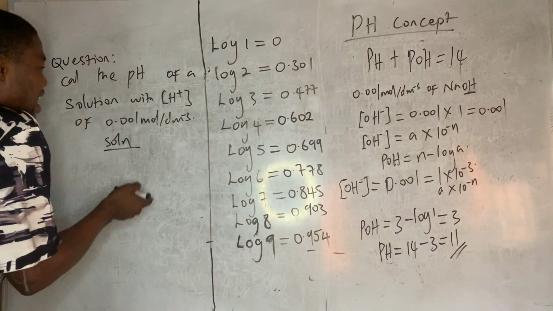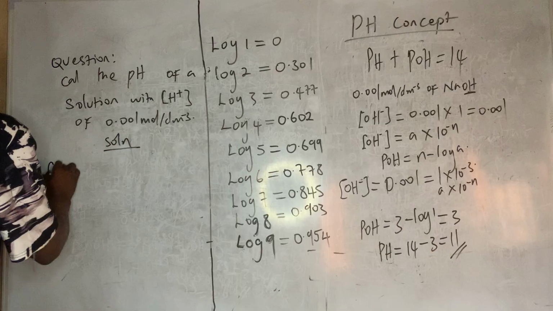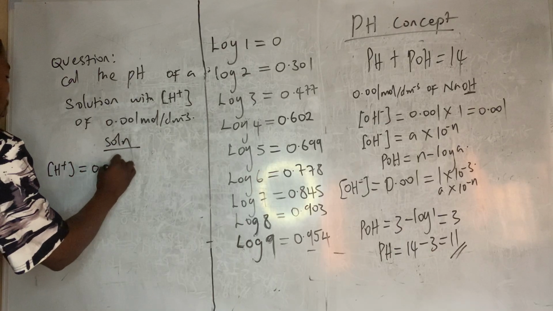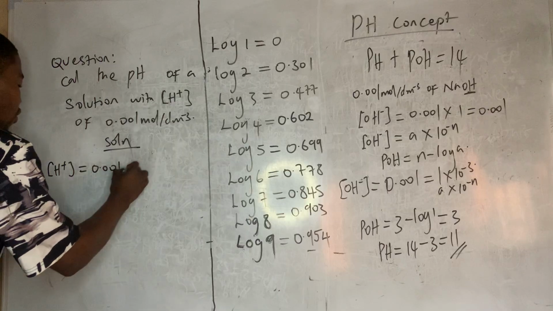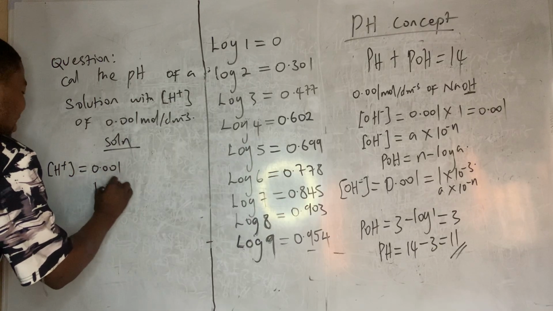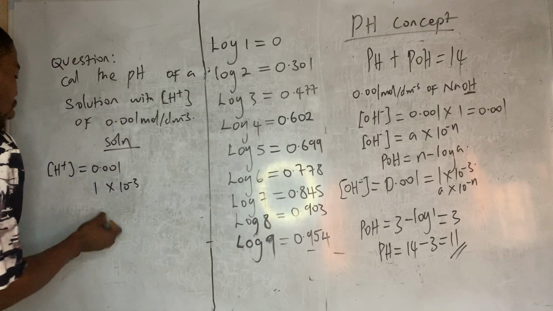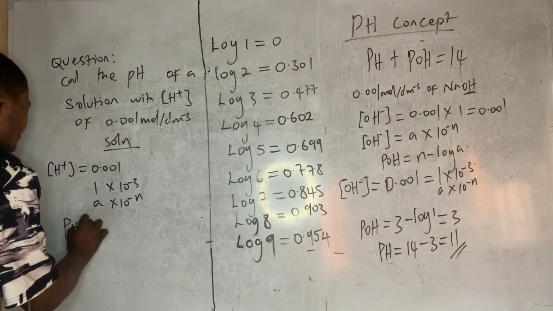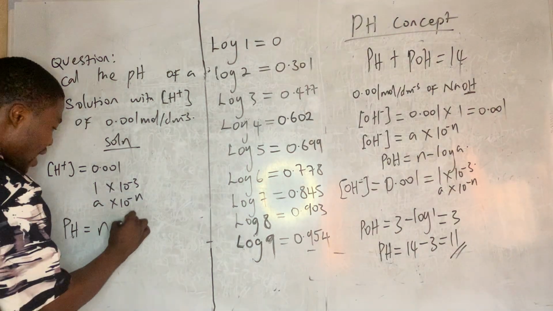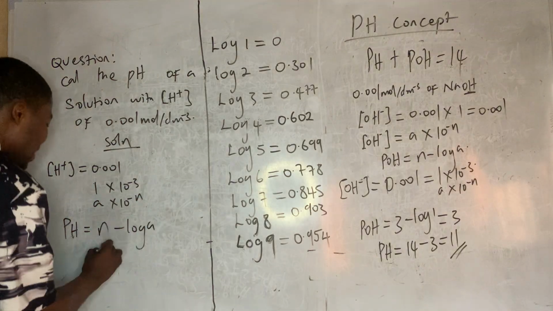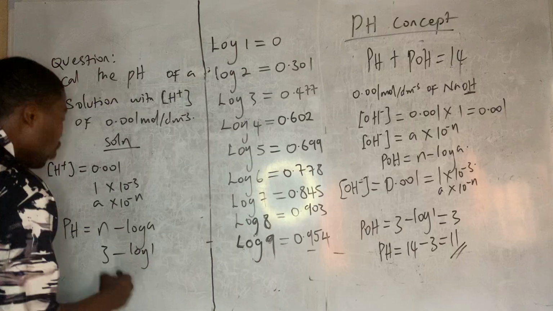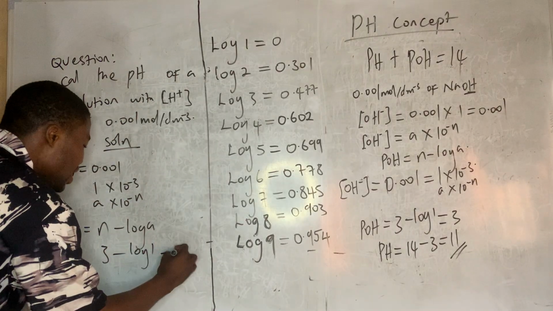But if you don't want to do it like that, remember the hydrogen ion concentration is 0.001. Let's convert it to standard form: 1 times 10 raised to the power minus 3, which is A times 10 raised to the power minus n. Therefore, remember pH is n minus log A. What is n? 3 minus log 1. Log 1 is 0, so it is 3.